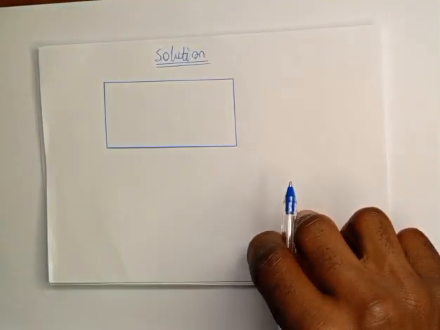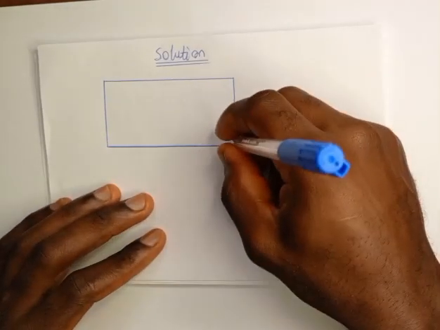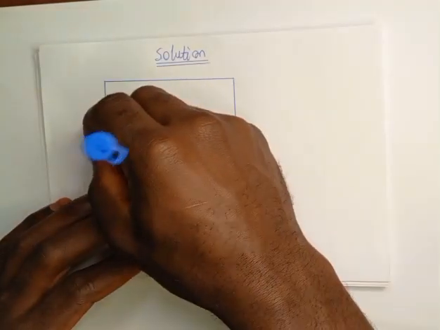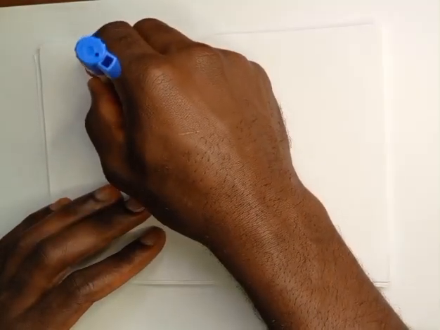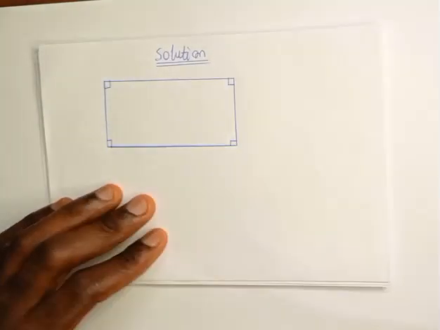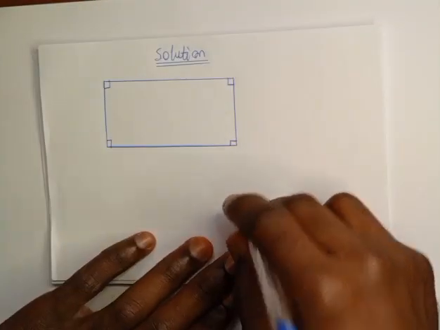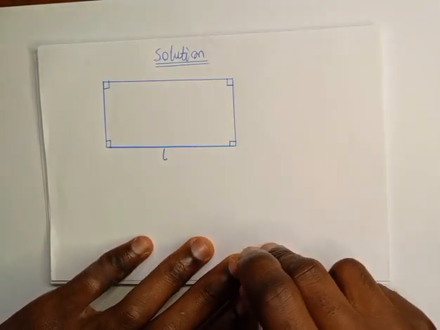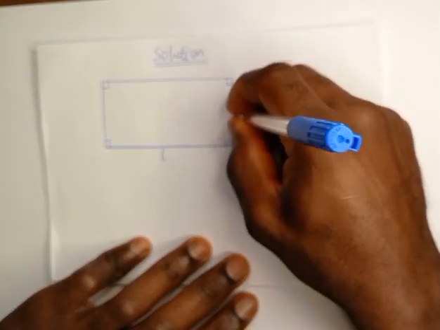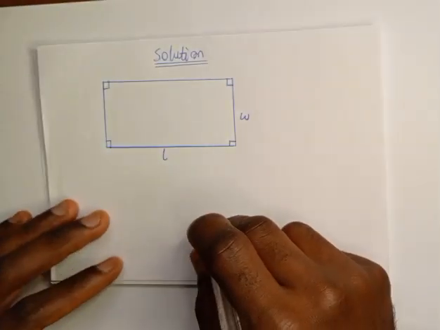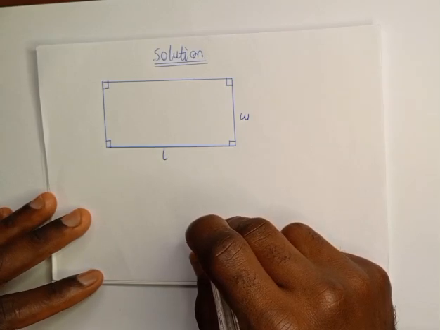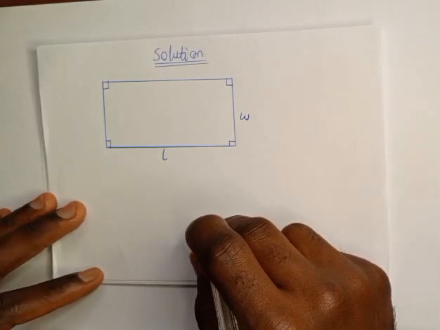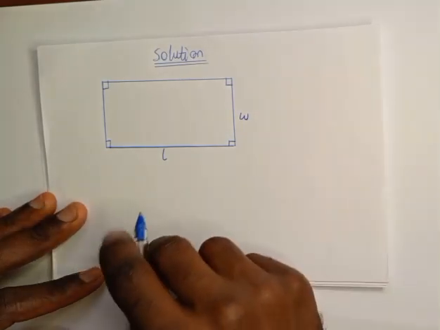Let's assume this is the rectangular garden. These are the interior angles. Each of them is equal to 90 degrees. And this is the length. The longer side is the length, while the shorter side is the width. We have been told that the length of the garden is 2 times the width.